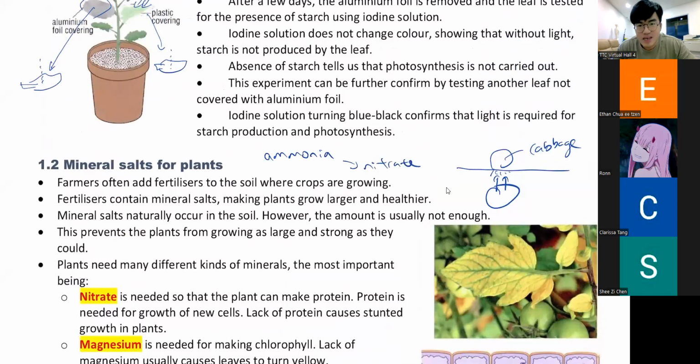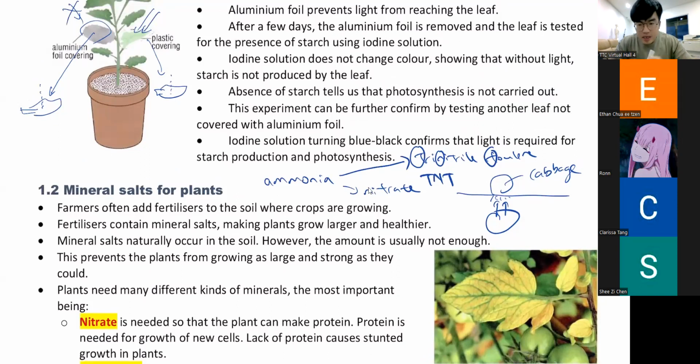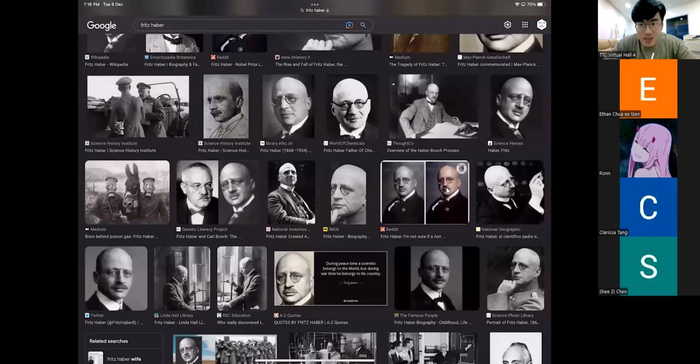But Fritz Haber had something else in mind. He used ammonia not for nitrate, but for something called trinitrotoluene. Do you know what this is? Trinitrotoluene stands for TNT. Do you know what TNT is, guys? Yes, it's a bomb. His point was to make bombs. Do you know why? He was a German.